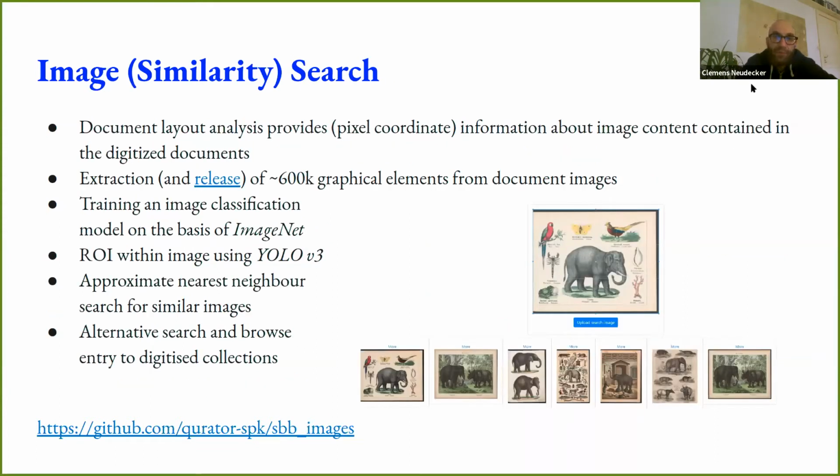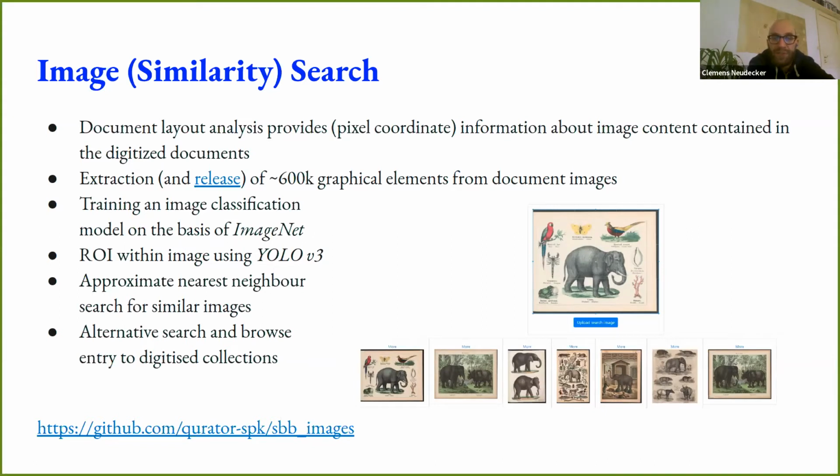Yes, so a byproduct, which is also quite nice, and I've already briefly mentioned this, is that as part of this layout analysis, we also get the information about any regions with their pixel coordinates on the document that contain some form of graphics. Using this information, we can extract these graphics and, for example, train an image classification model. In this case, we used ImageNet to determine the similarity between the images based on their features, which then allows us to do some image search or image similarity search.